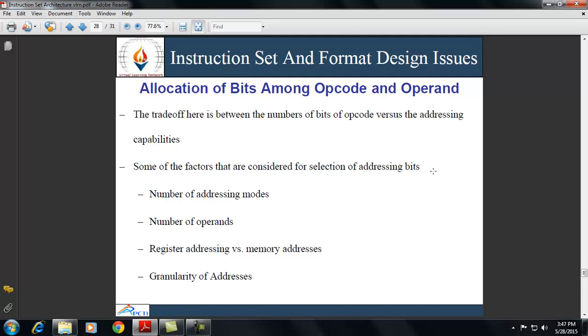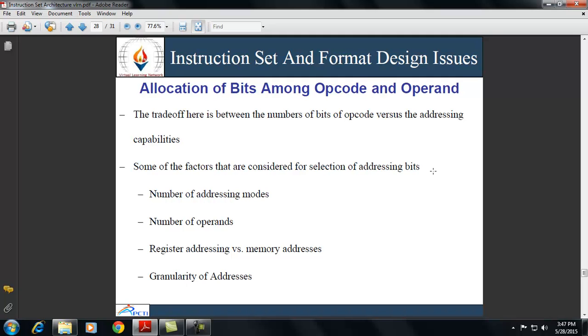Now, while allocating the bits among opcode and operand, what are the main factors to be considered? First is the number of addressing modes. The more explicit addressing modes there are, the more bits are needed for mode selection. However, some machines have implicit modes of addressing. Next is the number of operands. A fewer number of operand references in an instruction, although requiring fewer bits, yields longer programs.